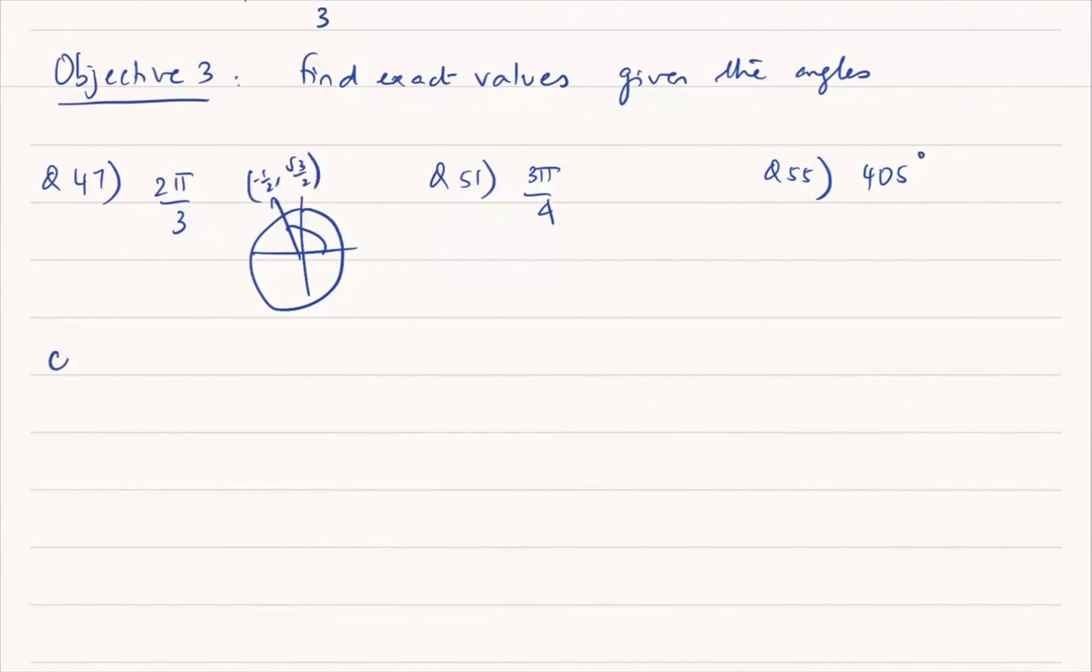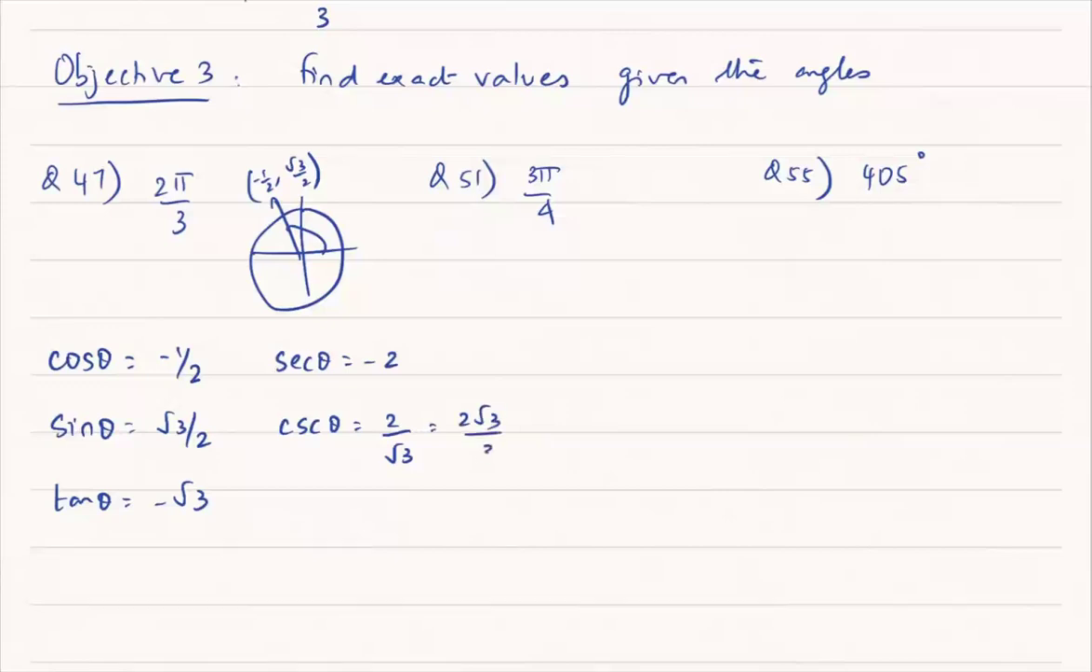Now that gives me cosine theta is negative 1/2. Sine theta is root 3 over 2. Tan theta is negative root 3. Secant theta is negative 2. Cosecant theta is 2 over root 3, which is 2 root 3 over 3. Cotangent theta is negative root 3 over 3. So these are the values for 2 pi over 3.